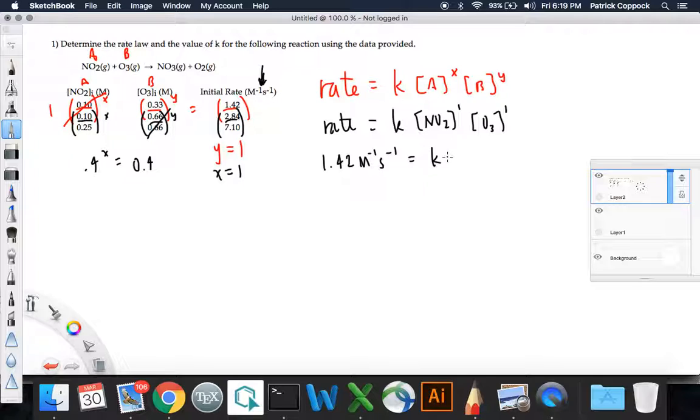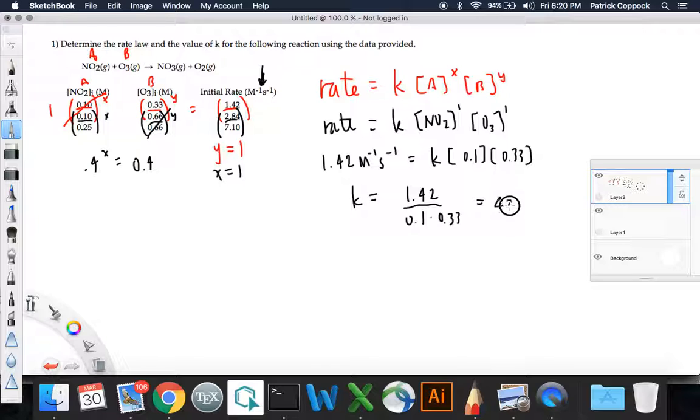1.42 is equal to K, and the concentration of NO2 for this first trial is 0.1, and the concentration of ozone for this trial is 0.33. Right? So K is equal to 1.42 over 0.1 over 0.33. I have my calculator here. Hope you do too. 1.42 divided by 0.1 divided by 0.33. And it comes out to 43.03.